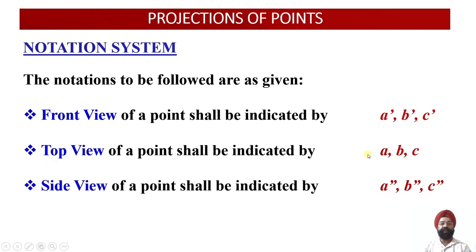Similarly, whenever in any given engineering drawing we are given that the point's name is small a, small b or small c only, we will understand that we are talking about the top view of the point. So the top view of the point shall be indicated by small alphabets a, b, c and so on. And whenever we are talking about the side view, then the side view of a point shall be indicated by a double dash, b double dash and c double dash.